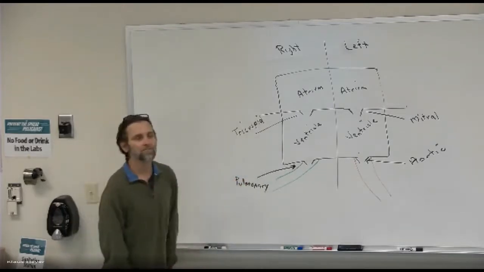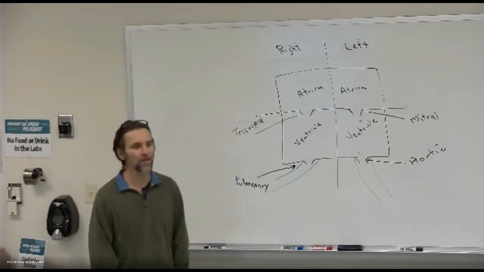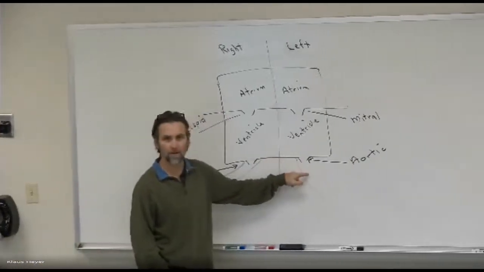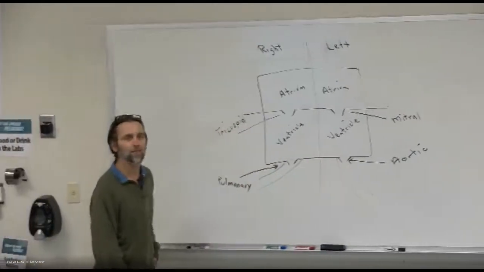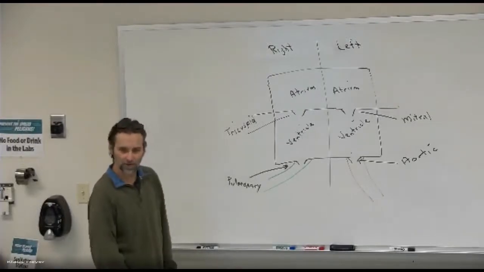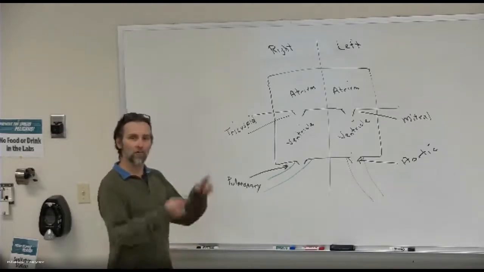Pulmonary valve. And that's just to ensure once that blood goes into the aorta, you don't want it going back. You don't want it returning. And it tries to return. Every time your heart beats, this blood tries to go backwards.